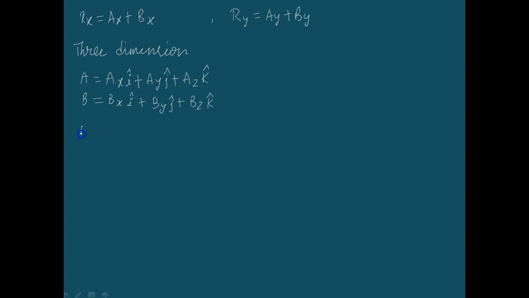And the resultant vector R can be represented as R is equal to A plus B. So, the resultant vector can be represented as Rx into i cap plus Ry into j cap plus Rz into k cap. So, we are representing the resultant vector by using its components Rx, Ry, Rz. Here we can see A is also represented using the components Ax, Ay and Az, and B is also represented using its components Bx, By and Bz.